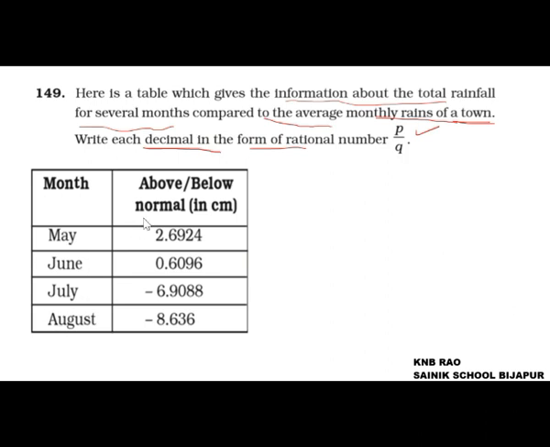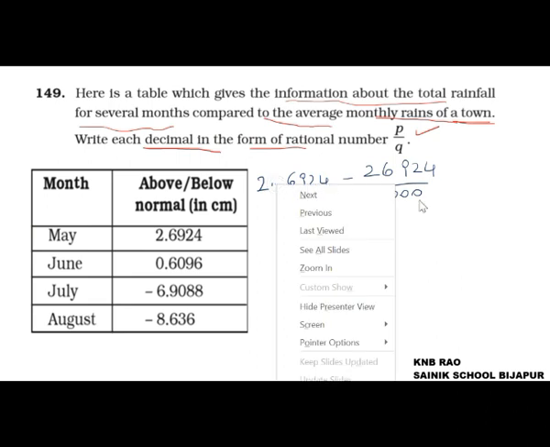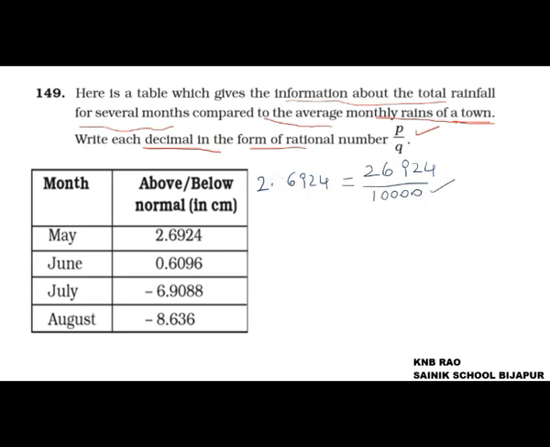So, students, here we are asked to convert these decimals into P by Q form. So, first one, 2.6924 can be written as 26,924 upon 10,000. After point, we have got 4 decimals. So, that 4 decimals will give us the denominator with 4 zeros after 1.